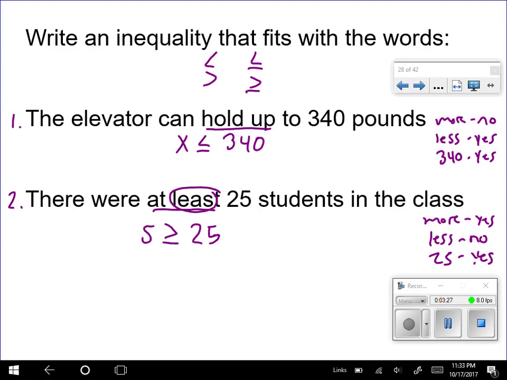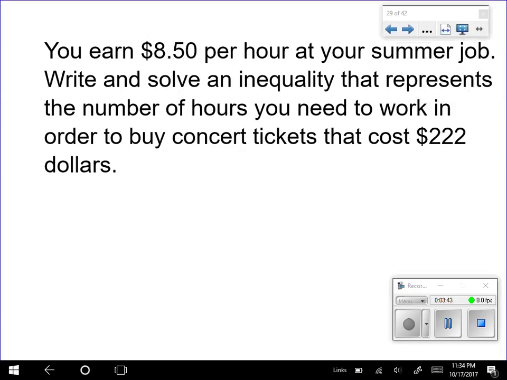Okay, so hopefully you have both of those written down. We not only need to be able to take a sentence and write it as an inequality, we're also going to use word problems to help us solve inequalities. So we have to be able to break this down. It says you earn $8.50 per hour. This is going to be important at your summer job. It says write and solve an inequality that represents the number of hours you need to work in order to buy concert tickets that cost $222.